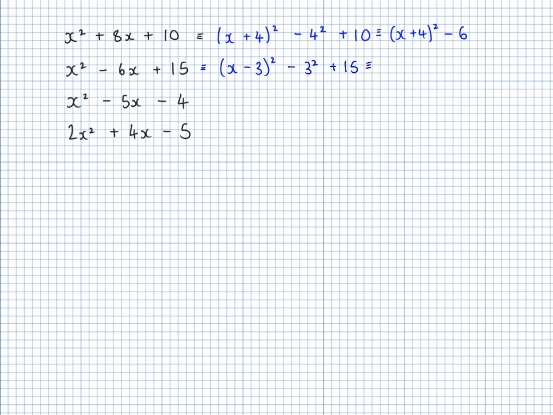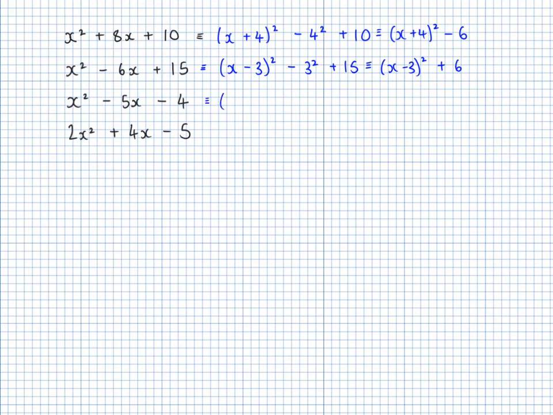And then this simplifies to (x take away 3) squared. And if I've got plus 15 and take away 9, that will give me plus 6 here. So this now is written in completed square form, and again, this is an equivalent expression to that. Now, next one.